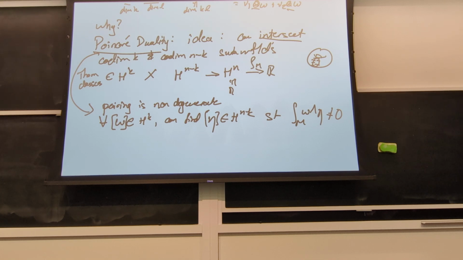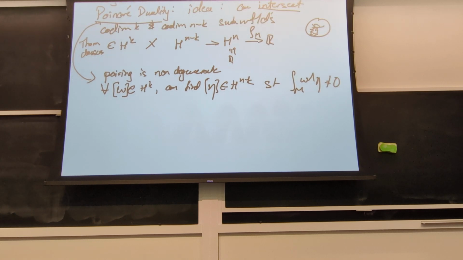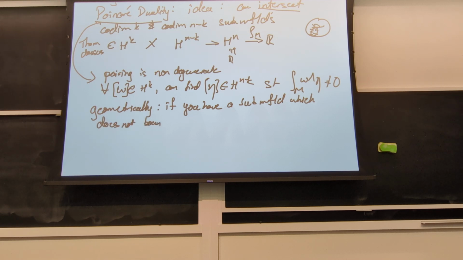So this is sort of a weaker version of an interesting geometric statement, which says that geometrically, if you have a submanifold which does not bound, so that means that it's a submanifold which you can't contract to a point or is the boundary of some other thing, then that implies that there exists another one which intersects it a non-zero number of times.